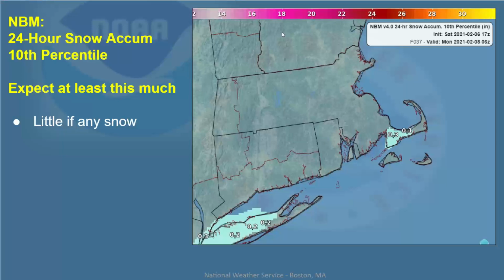So this was initialized early Saturday. What would be the 10th percentile? We refer to that as the least case scenario. Some may refer to it as the best case scenario if they don't want snow. But basically, this indicated very little snow across the region, basically nothing. So if the storm ended up passing far enough southeast, we wouldn't have gotten anything.